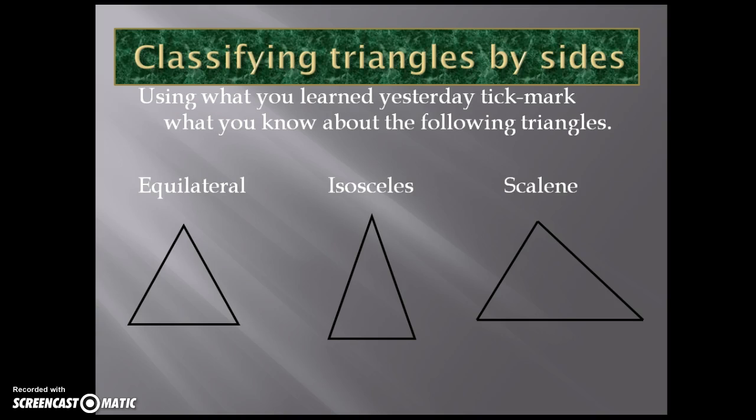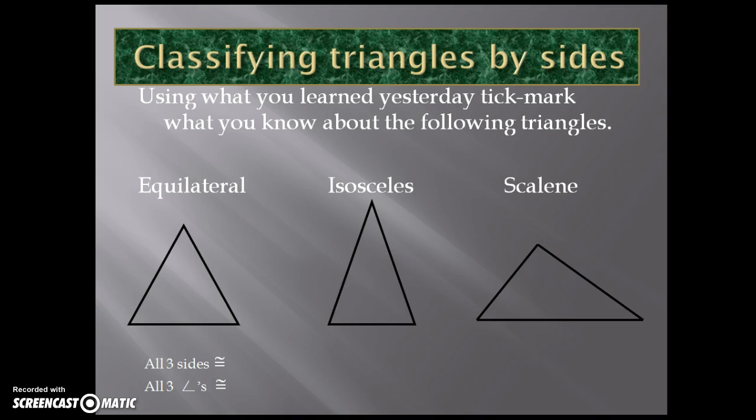Using what you learned yesterday, tick mark what you know about the following triangles. I'll give you a couple seconds to do that now. Remember, when tick marking triangles, we're tick marking any congruent sides or congruent angles. So let's take a look and see how we did. An equilateral triangle has 3 sides that are congruent and 3 angles that are congruent. So a tick marked equilateral triangle should look like this.